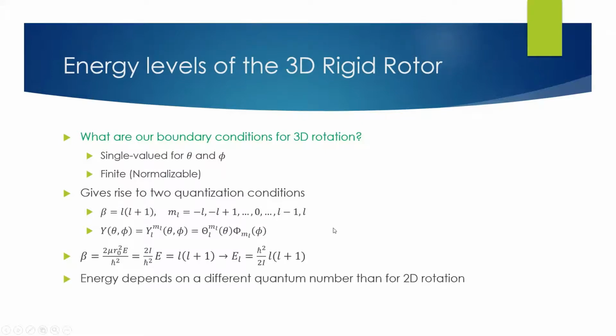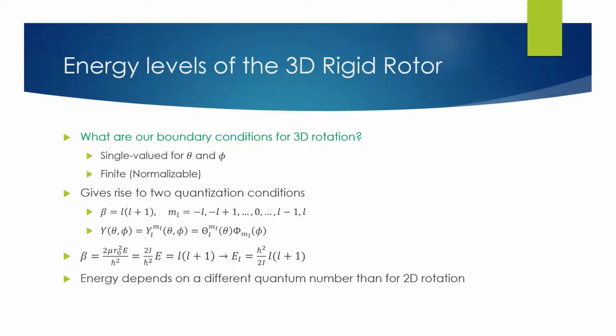Now, remember, it's not dependent on M sub L, unlike two-dimensional rotation, because for two-dimensional rotation, the angular momentum was completely described by the z component of the angular momentum. So L was equal to M sub L. In three-dimensional rotation, there are two other components to the orbital angular momentum, and so the M sub L is not enough to describe the total angular momentum.